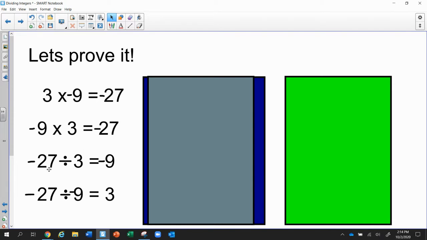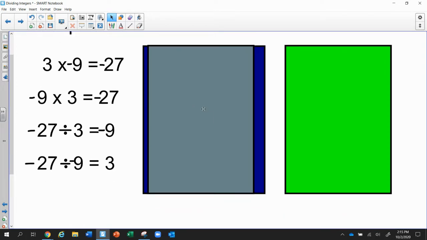Now, negative 27 divided by positive 3 equals negative 9. And negative 27 divided by negative 9, then it has to equal 3. So a negative divided by a negative has to be that positive 3. All right, so it's just proving that fact.